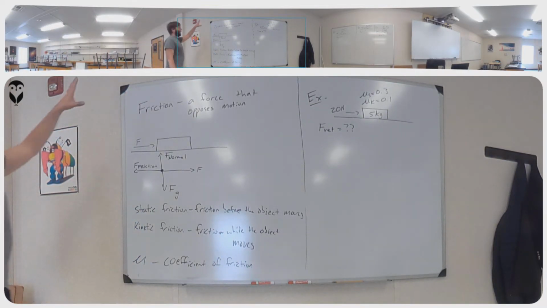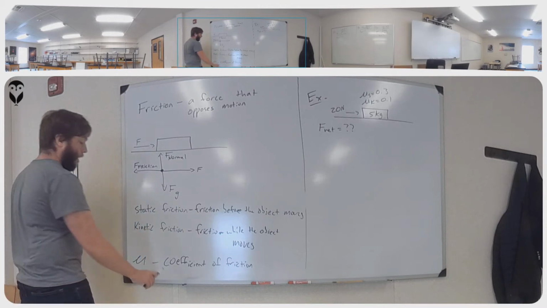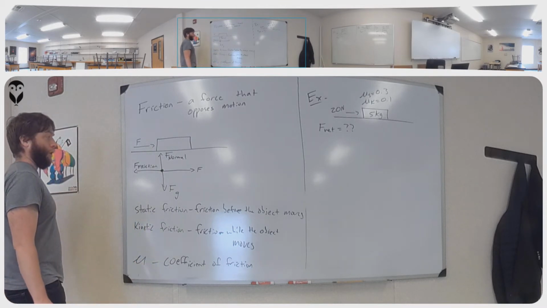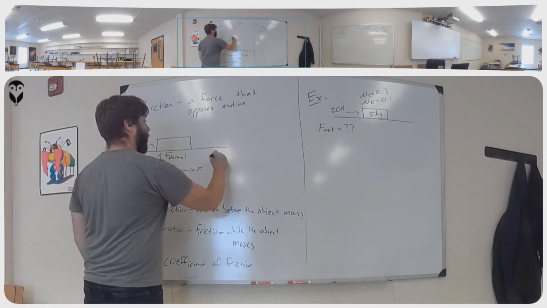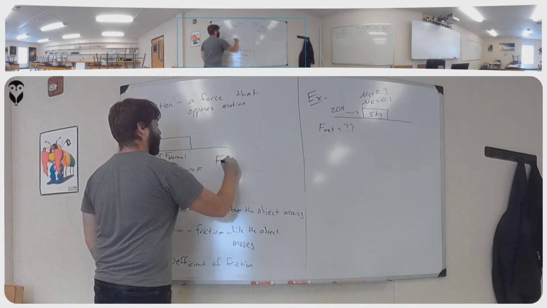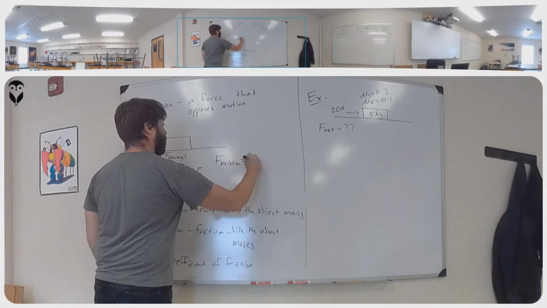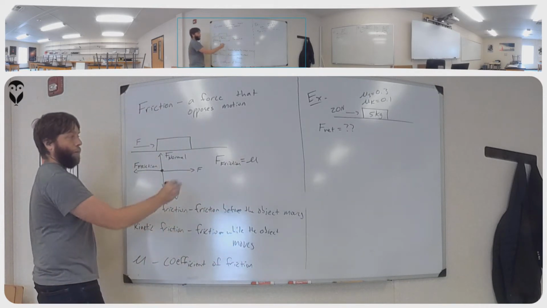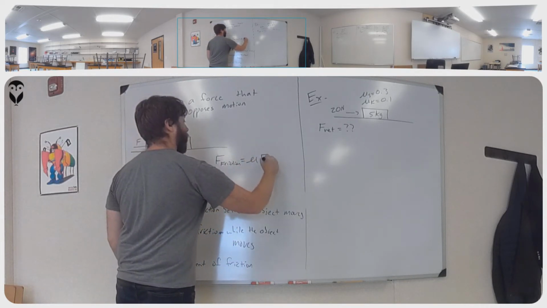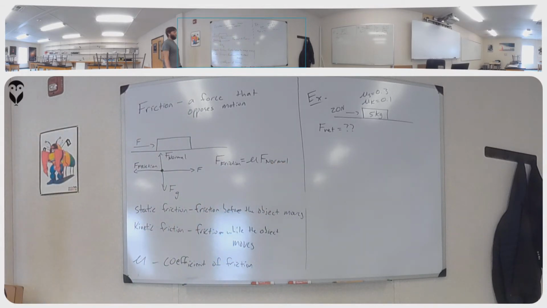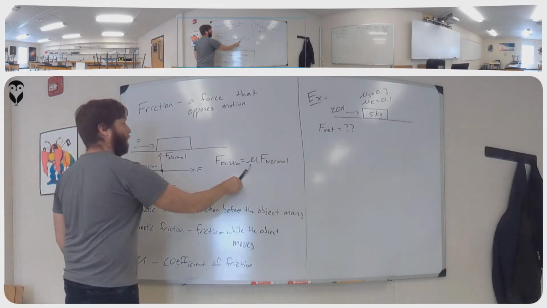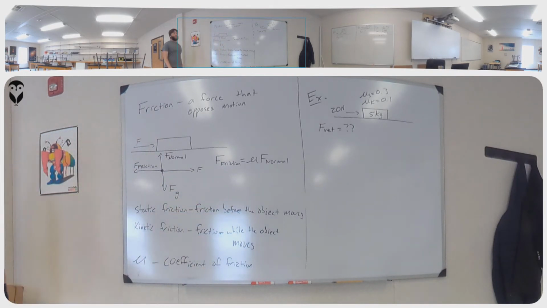Okay? So how do we apply all this to a problem? Well, we use the coefficient of friction and the normal force to calculate the friction. So if I want to calculate the friction, I multiply the coefficient of friction, mu, by the normal force. This is how we calculate the friction force. We multiply the coefficient of friction by the normal force to calculate our friction force.